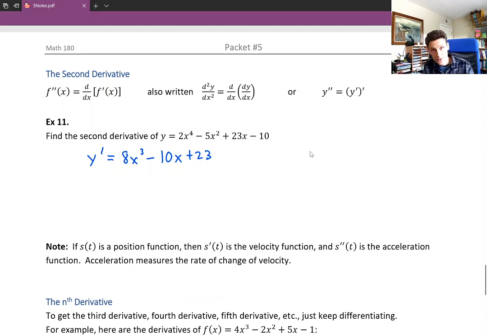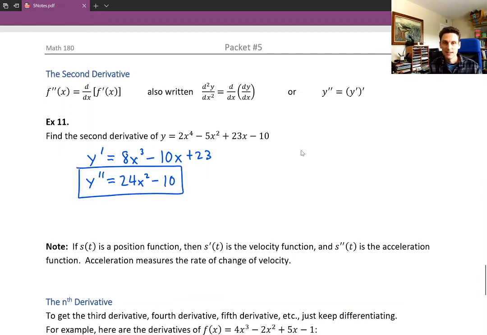All right, so there's the first derivative of the function. To get the second derivative, we just take another derivative. So what would the first term of the second derivative be? If you said 24x squared, then that's correct. And then the second term would be 10. So there's the second derivative of y.